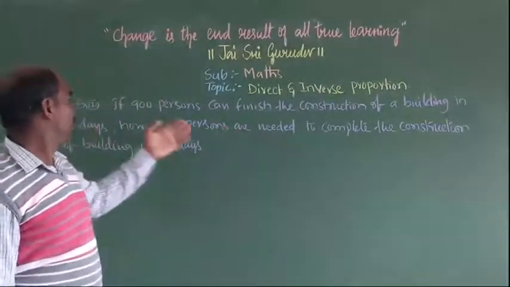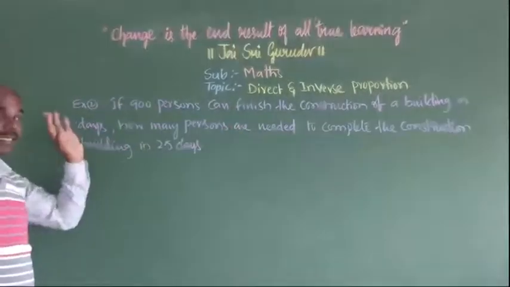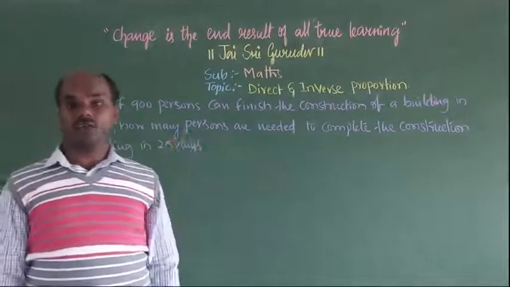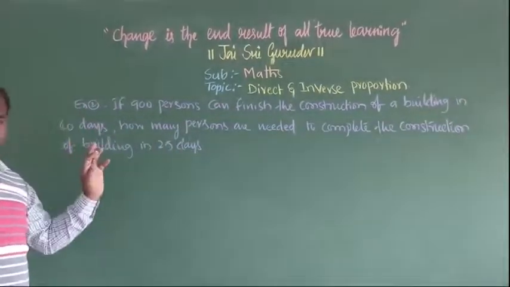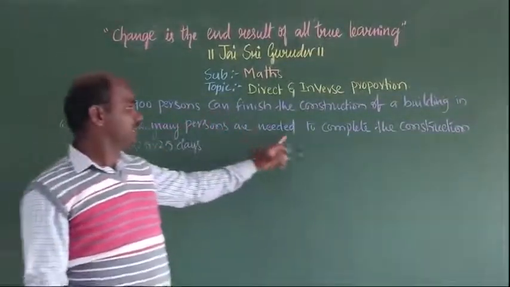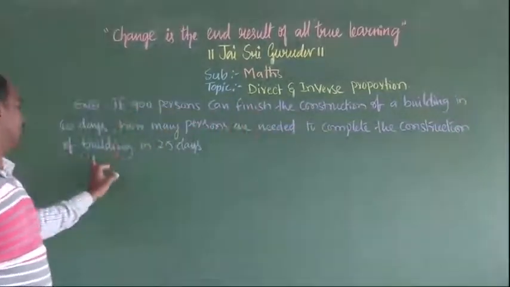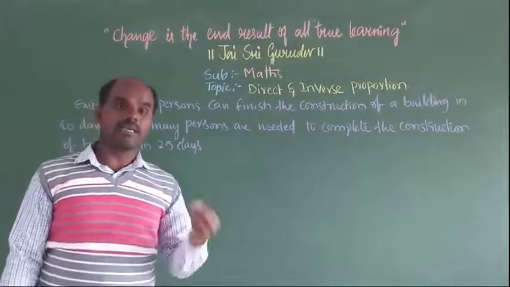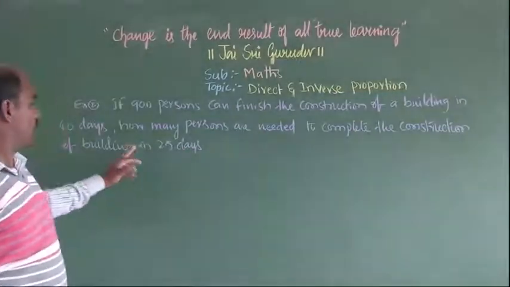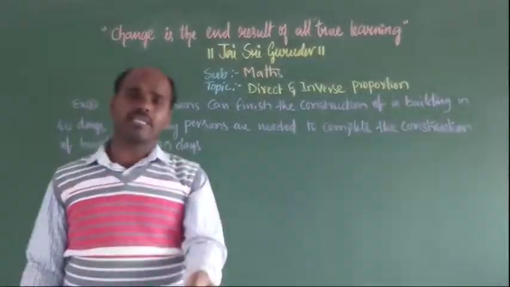Within that, how many days? They are taking 40 days. So, how many persons are needed to complete the construction of the building in 25 days only? The building is to be constructed within 25 days only.